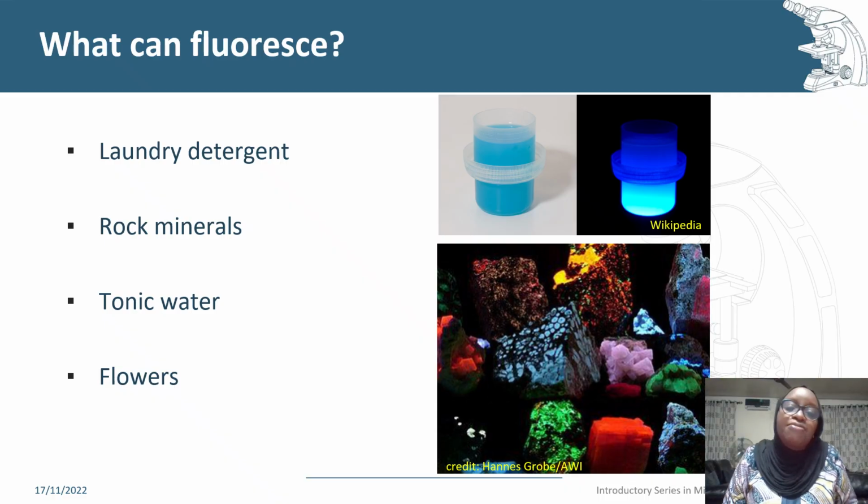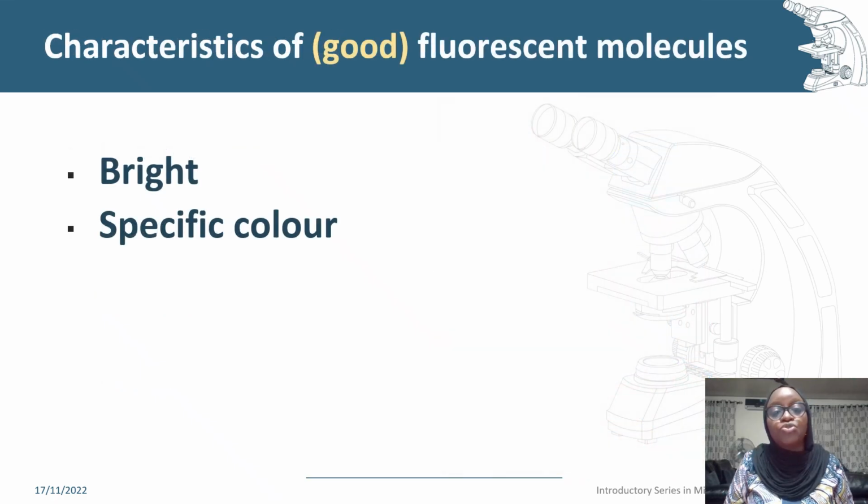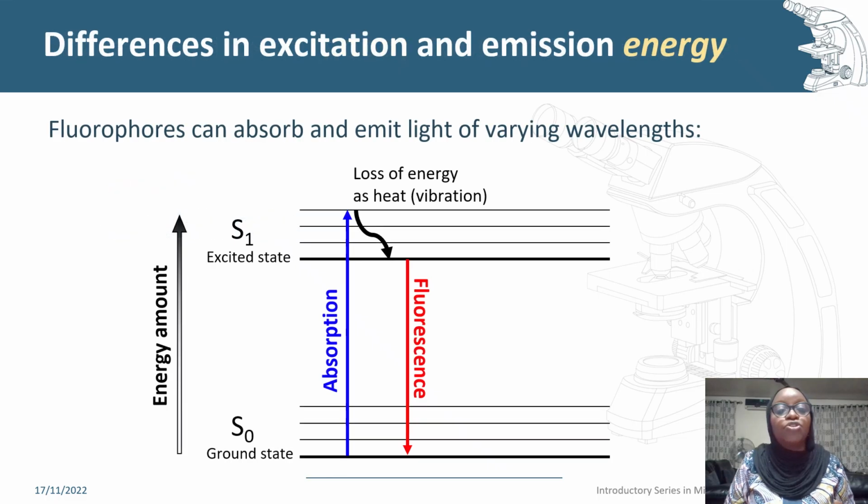If so many things can fluoresce, why do we need special fluorescent dyes? Because there are a number of characteristics that describe a molecule's ability to fluoresce. We want to use these molecules that make it easier to fluoresce. And that brings us to the characteristics of fluorescent molecules. And these good characteristics are bright color, specific color.